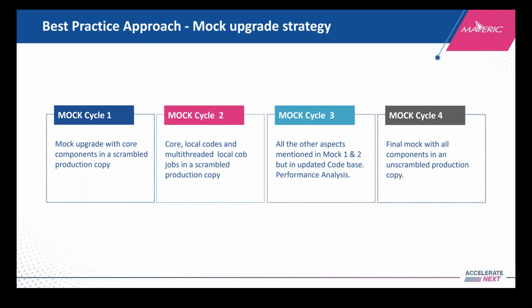And finally, after mock cycle 3 is over, we go for mock cycle 4. Mock cycle 4 is again with the updated code base, with core and non-code, all the codes. What is different is that we do it in an unscrambled production copy. So any data dependencies are highlighted here, and finally we need to work on those data issues also for a successful go live.